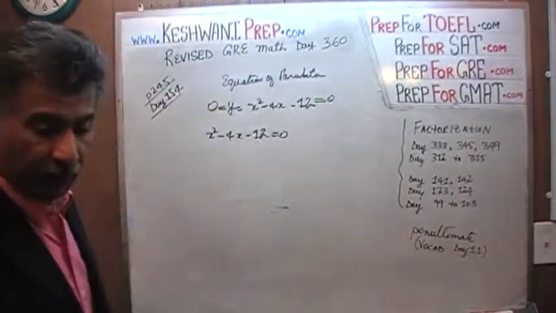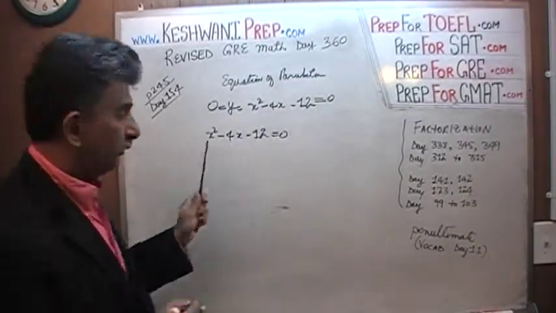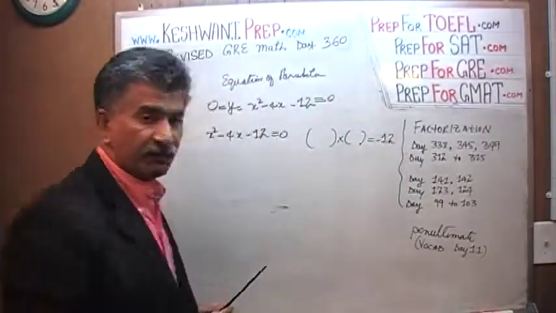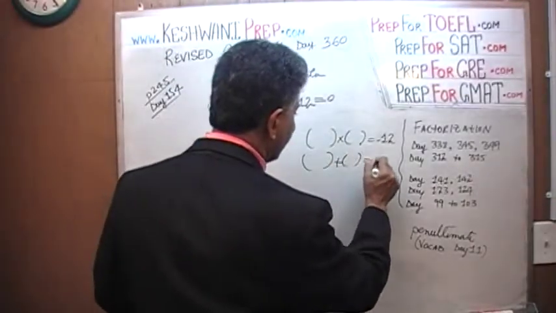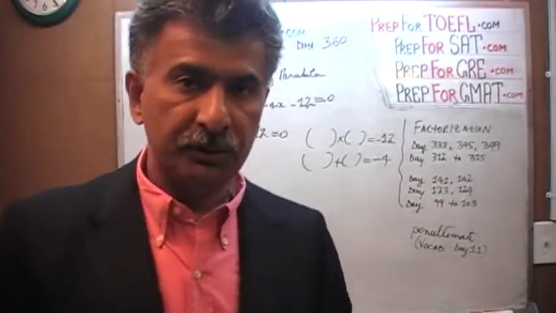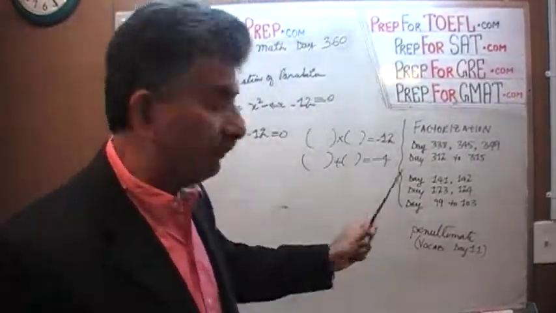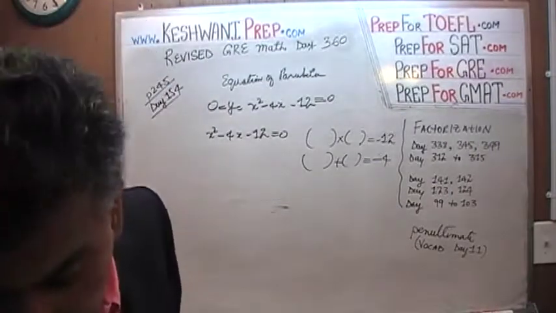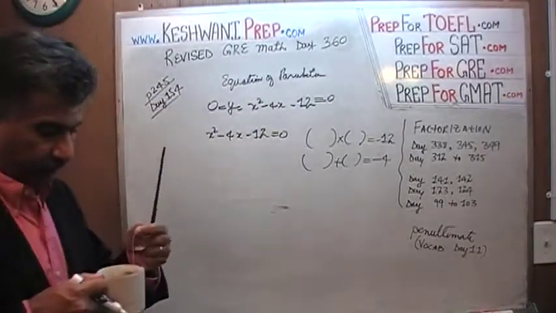We're looking for 2 numbers such that when we multiply them, we get negative 12. Their product has to be negative 12, and their sum has to be negative 4. Can you think of 2 numbers such that when we multiply them, we get negative 12, but when we add them, we get negative 4? Pause the video if you have to for a couple of seconds. Put your thinking cap on and see if you can think of 2 such numbers. I'll give you a couple of seconds, okay?